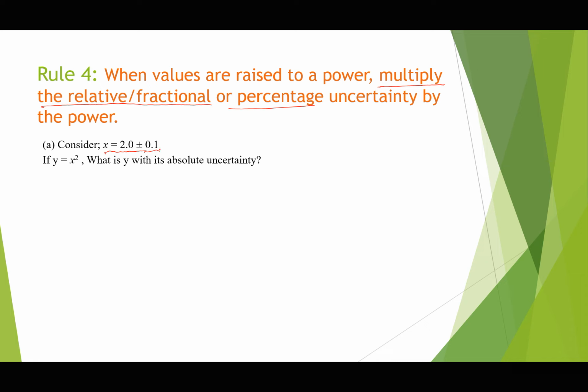The units are immaterial at this point. We don't need them. Okay? So if y is given as x squared, then the question is saying what is y with its absolute uncertainty? So let us begin. Y has been defined as x squared. Let's begin with the true value of y. So y is going to be 2.0 squared, which when you press your calculator, this gives you 4.00.